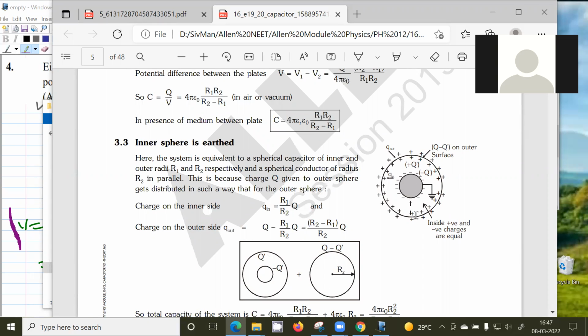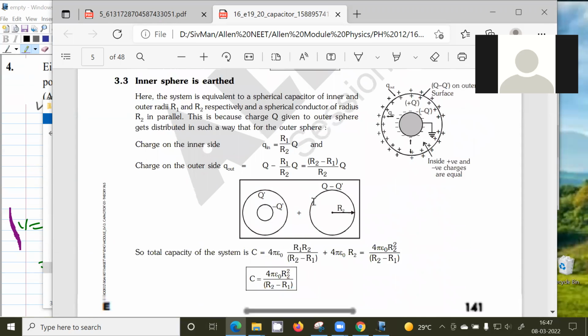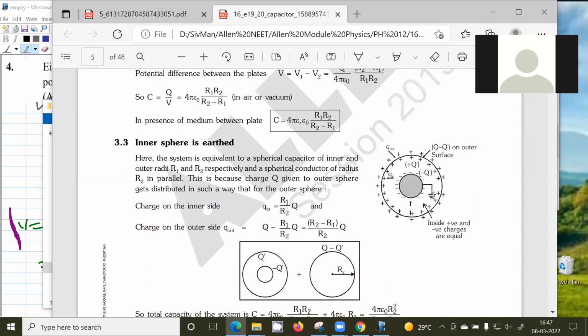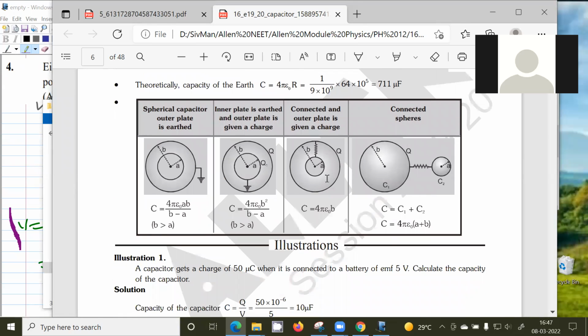These are different cases. Again, it's plus Q and minus Q, but this one is at zero potential. Here I summarize this. This is a normal capacitor, where one plate will be plus Q and the other minus Q, so this is the formula. Here is a special case where we have earthed the inner sphere.